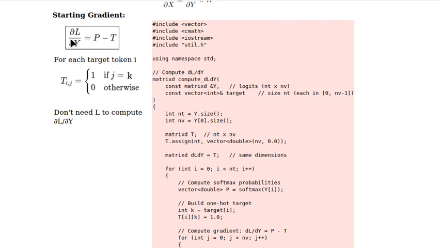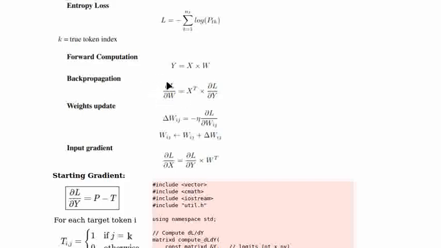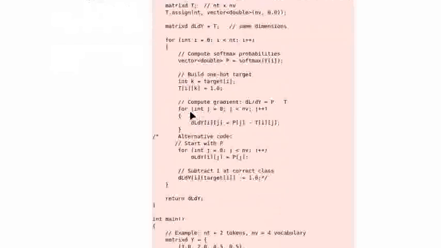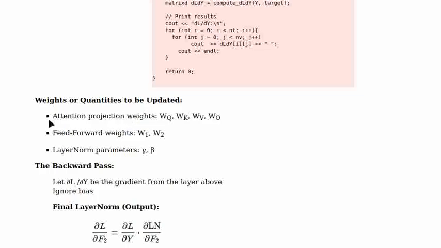So using this dL/dY, we can calculate the weight gradients, and from the weight gradients we calculate the delta W and use it to update the corresponding weights. And we can also calculate the gradient with respect to the input and pass it to the next stage. Okay. Now, these are the weights or parameters that we need to update.